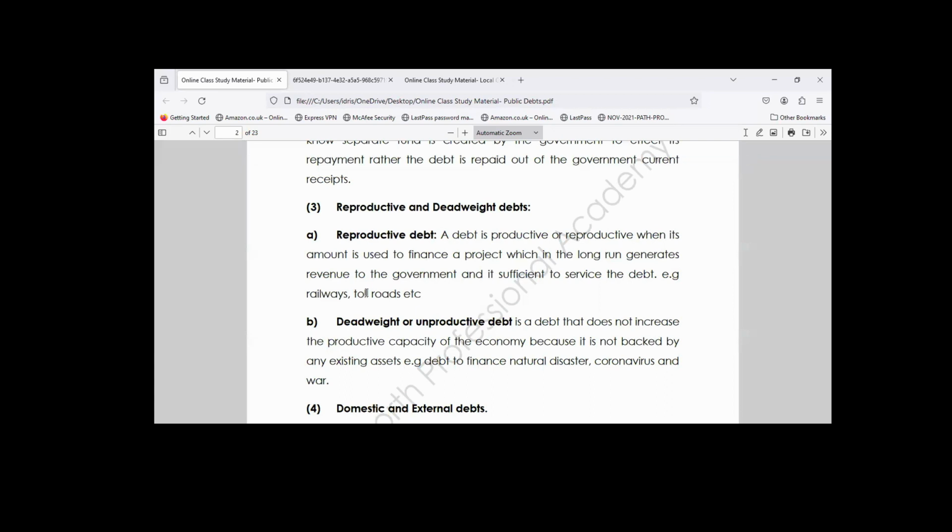Unproductive. We don't plan for coronavirus. So when government borrow money to go and buy coronavirus vaccine, it's not going to increase economic capacity. Natural disaster, landslide, tsunami happen. Government borrowed money to address it. It does not increase productive capacity of the economy. So it's a deadweight project. So that is the third classification.